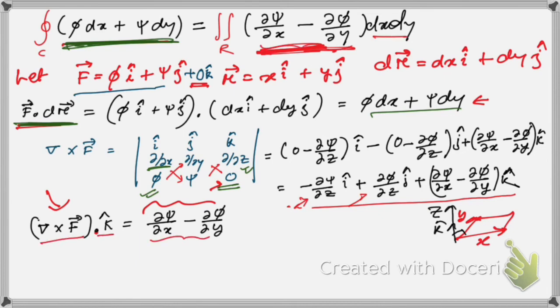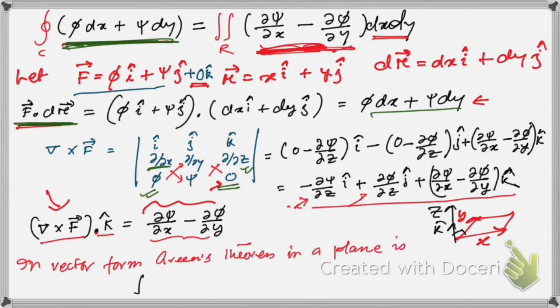And here in vector form, the Green's theorem we can write as follows. If you replace the left hand side, the integration along the closed curve of phi dx plus psi dy, by vector F dot dr, and then replace the right hand side by this result, the curl of F dot k, then you will get this.